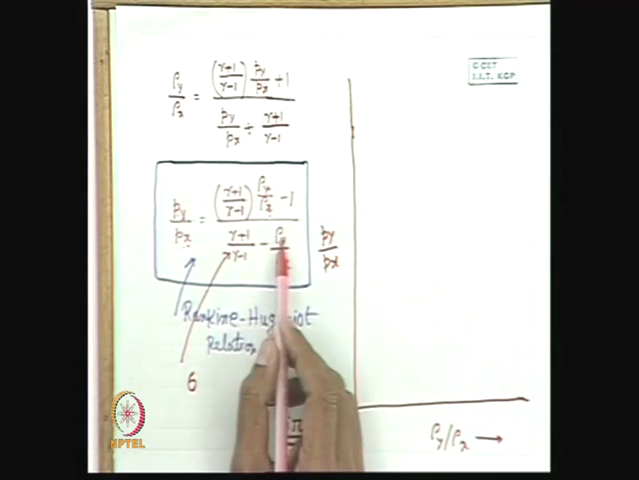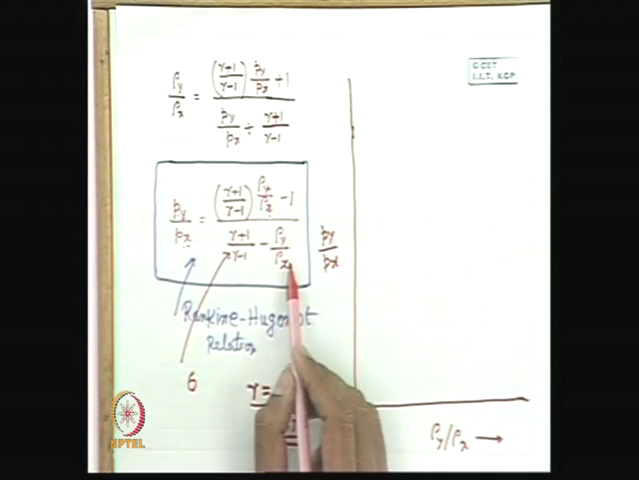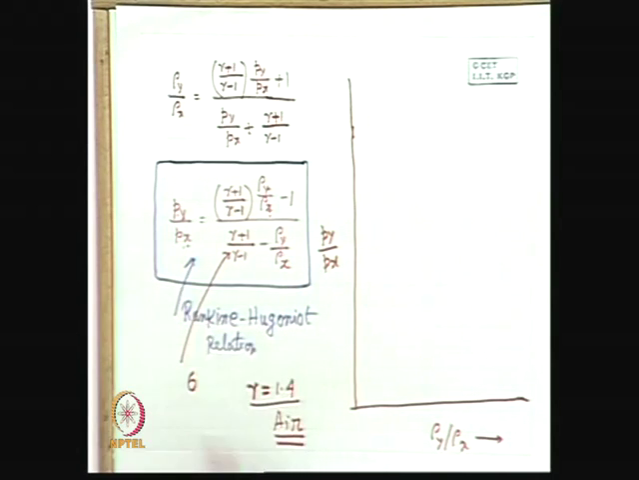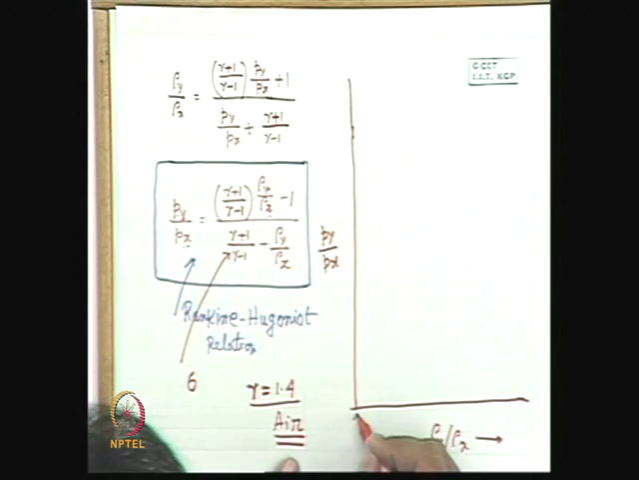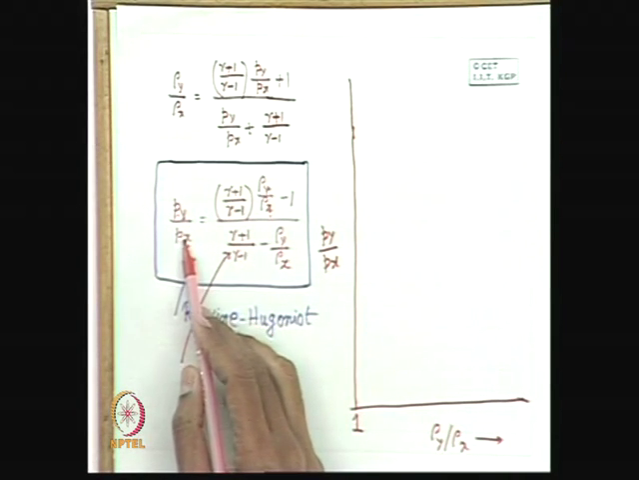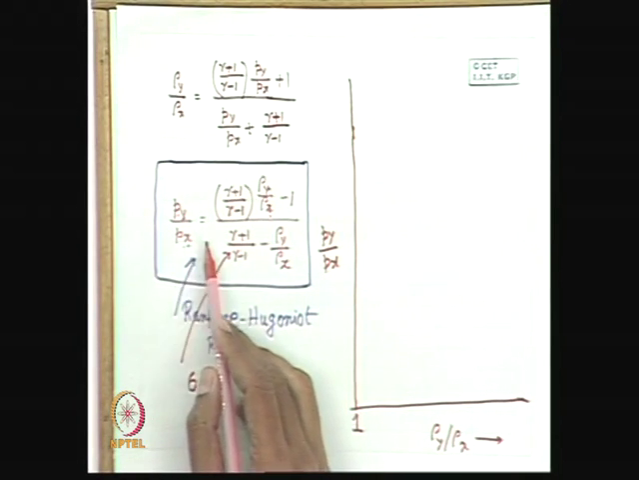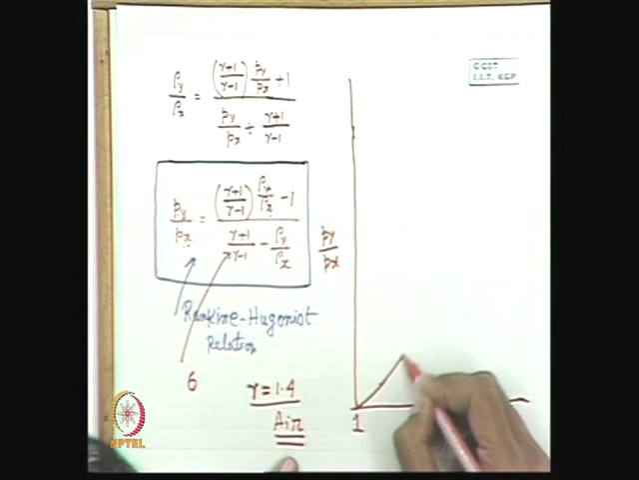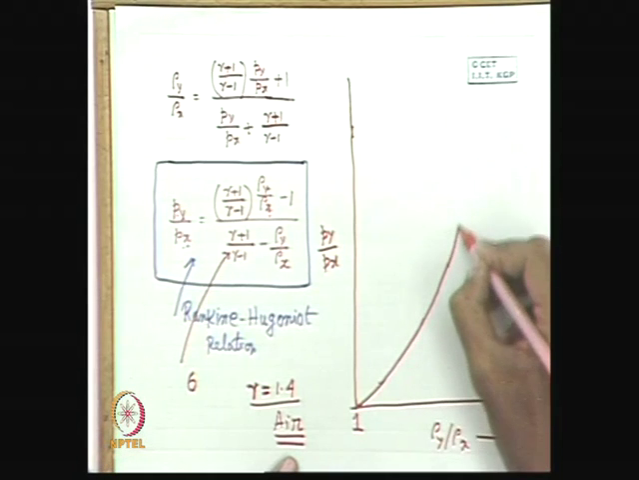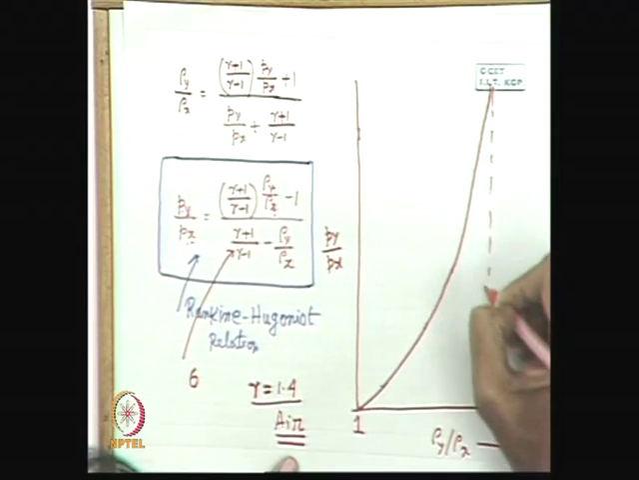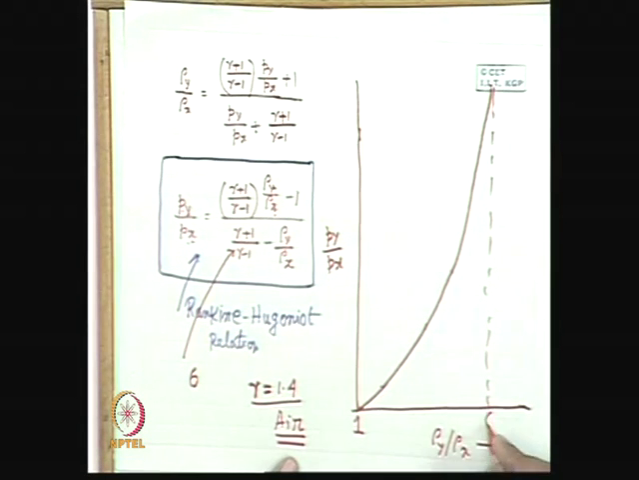So the inspection of this equation tells us that when rho y by rho x approaches 6, Py by Px becomes infinity. That means if we start at 1, for example, when rho y by rho x is 1, Py by Px is 1. This is a trivial solution. We already recognized earlier the two state points being the same. So the curve for Py by Px with rho y by rho x looks like this. That means this is asymptotic to a density ratio of 6.